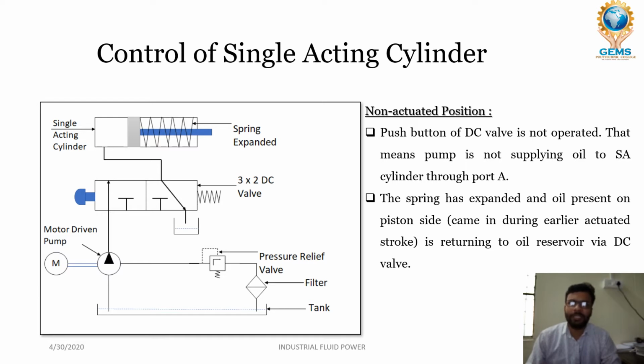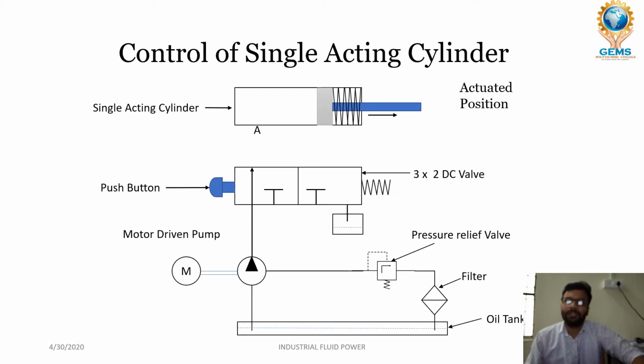The spring has expanded and oil present on the piston side, which came in during the earlier actuated stroke, is returned to oil reservoir via DC valve. Here, when the piston comes this way, the oil comes to this port and goes back to the oil tank. Here we see the control of single acting cylinder, the non-actuated position animation.